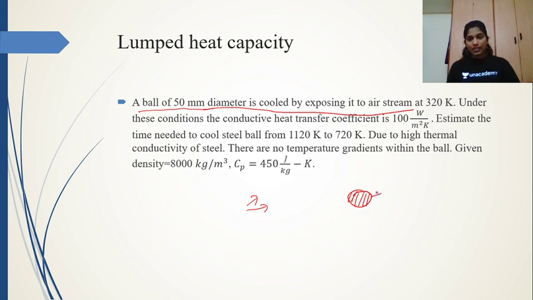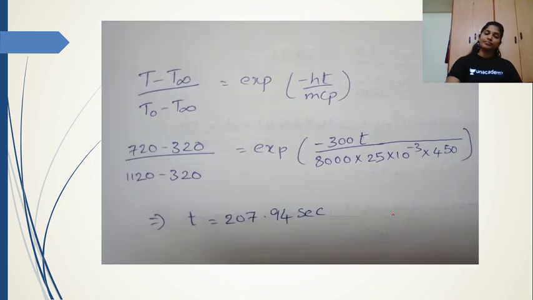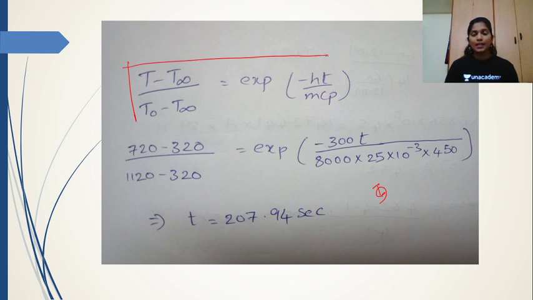So this is the main condition for the lumped heat capacity condition. Here there will be no resistance from the conduction part. There will be only resistance because of convection. From this we have, we'll discuss how this formula is derived. So this is the formula for lumped heat capacity.